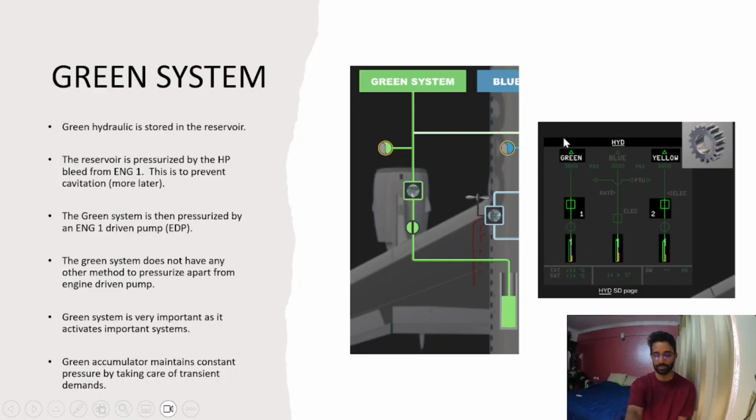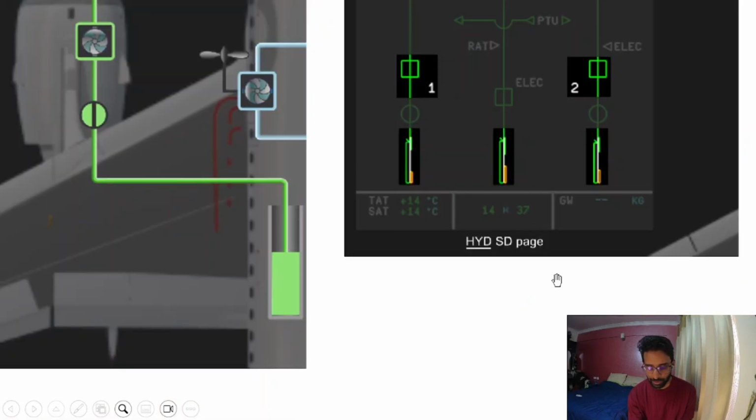The second screen, which is at the bottom, will show you the same thing. Here you can see on the bottom, you can see the reservoir. So the amber line that you see at the bottom, or the amber box, is the low level indication. The arrow that you see on the left hand side, hopefully you can see, is the current level of hydraulic fluid. How much do we have?